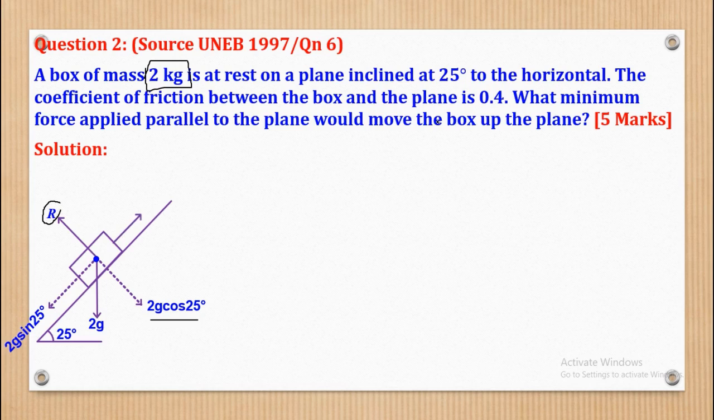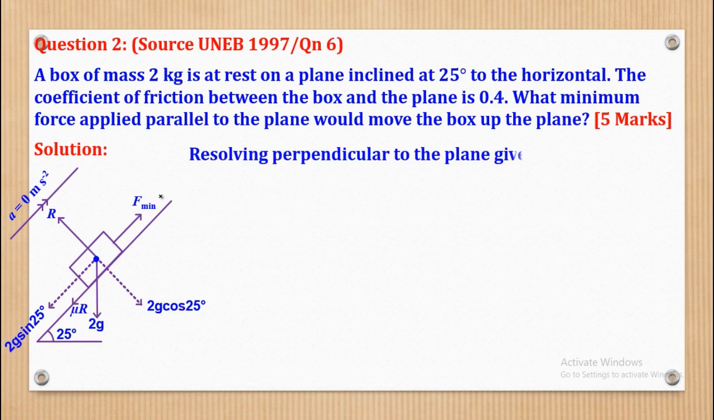Then you also have to put the force. They said minimum force, so it will be F min to mean minimum force. It is at the point of moving, so that means acceleration is 0. They also told us that the plane is rough, so friction will be mu R. So I think we have shown all the forces acting on the particle. Next will be to resolve.